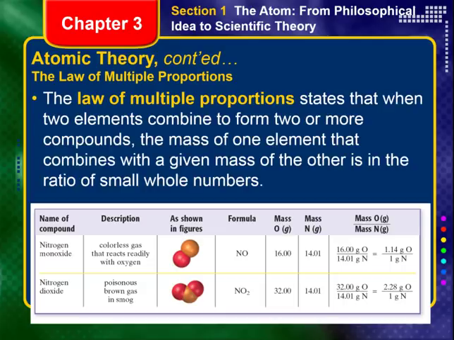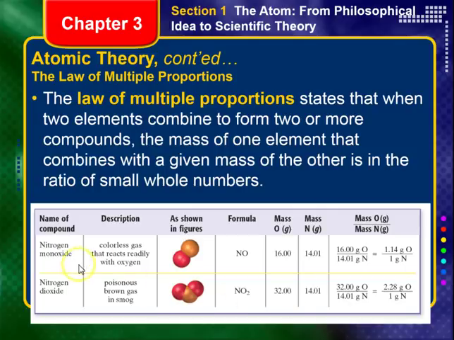So on to our third law that we'll have to remember. We have the law of definite proportions. We have the law of conservation of mass. And we have the law of multiple proportions. The law of multiple proportions states that when two elements combine to form two or more compounds, the mass of one element that combines with a given mass of the other is in the ratio of small whole numbers.